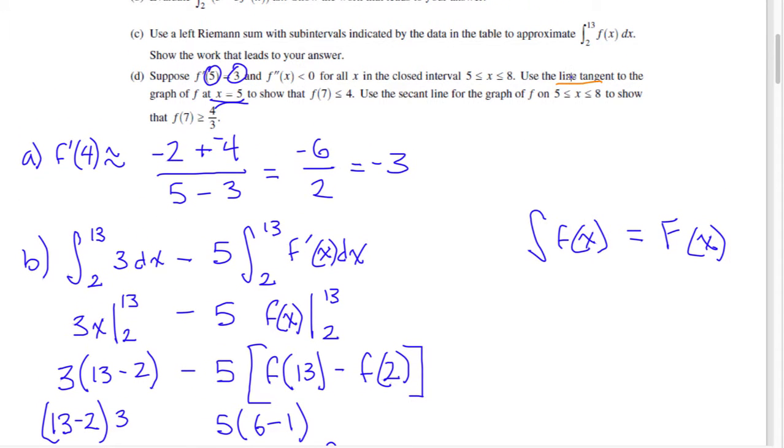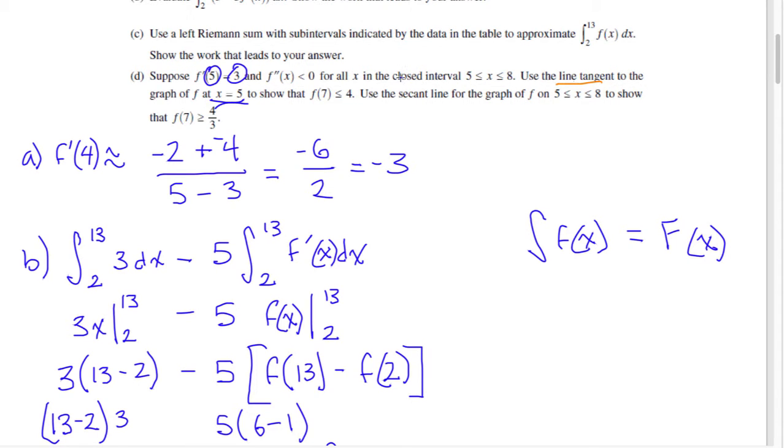Using the line tangent to show that f of 7 is less than 4. So we're going to use this line. This line is technically a secant line. It's not a tangent line, I guess. Oh, no, that's a different segment. Okay, they are different. The tangent line is only touching once. A secant line is touching twice.